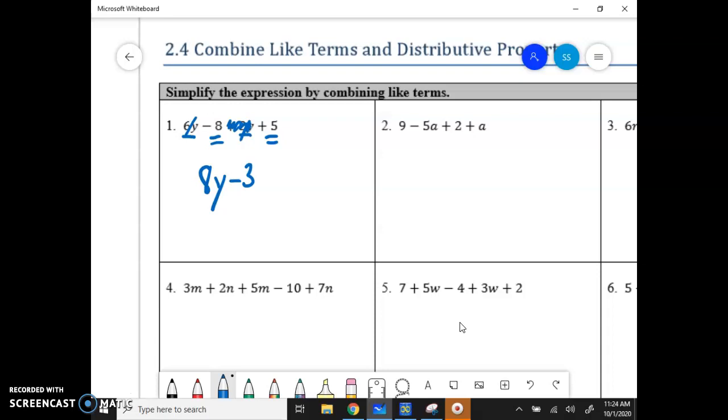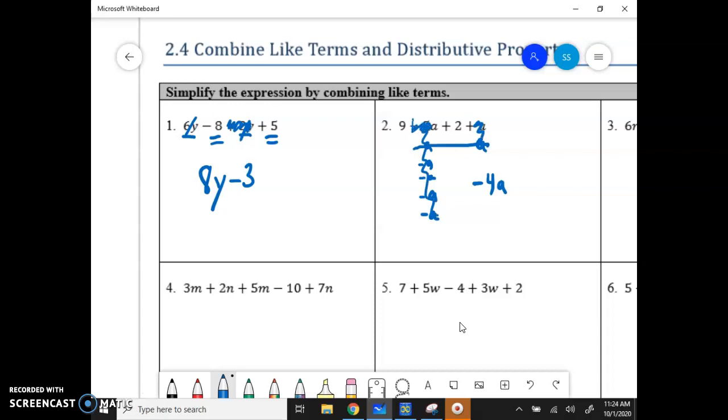Number 2, we'll do this one as well. Negative 5a. All right, so we can think about this as 5 negative a's. Right? That's one way to think about this. And then 1 positive a. 1 positive and 1 negative will cancel out. So I'm left with 4, 1, 2, 3, 4 negative a's. Okay. So now I'm done with that.